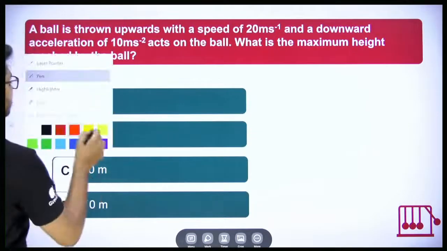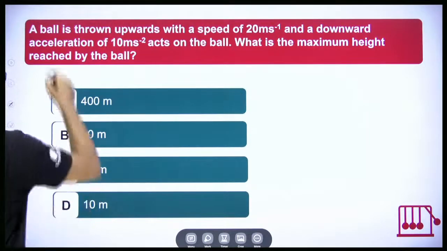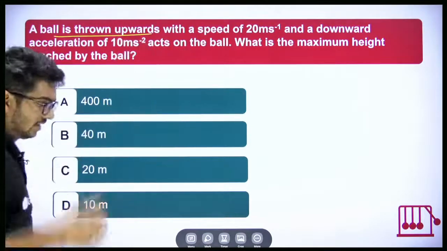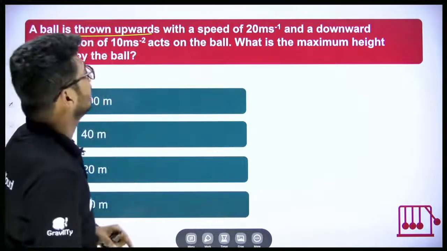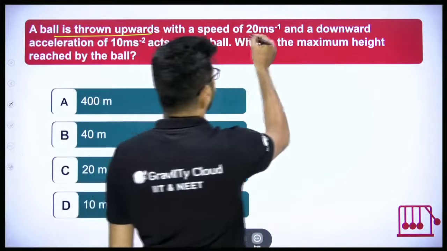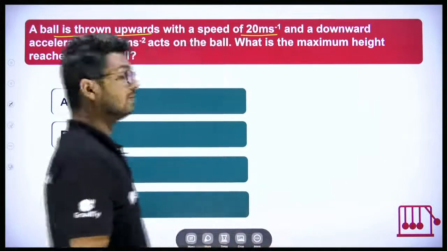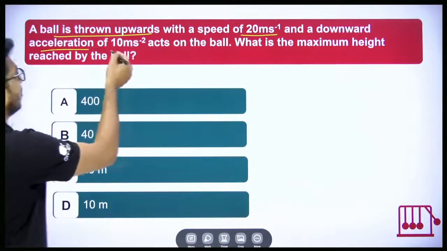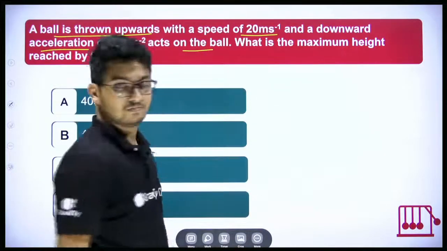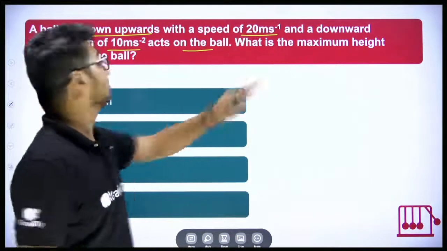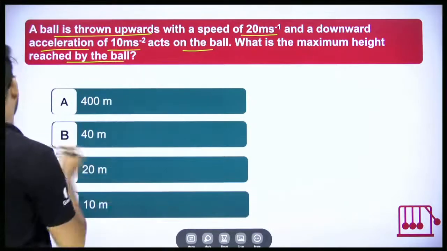Now this question is interesting. A ball is thrown upwards. So you have to imagine: throw a ball up, a ball is going up. A ball is thrown upwards with a speed of 20 meters per second, and a downward acceleration of 10 meters per second square acts on the ball. What is the maximum height reached by the ball?